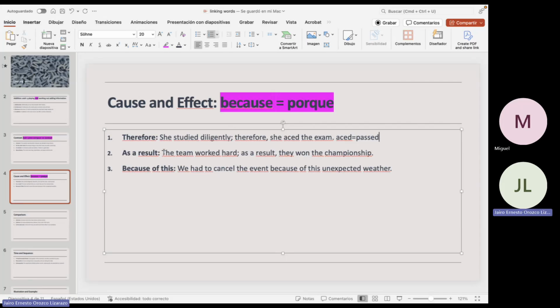As a result, como resultado in Spanish. The team worked hard. As a result, they won the championship. Como resultado. Because of this, por esta razón, o por esto, right? Because of this, we had to cancel the event because of this unexpected weather.